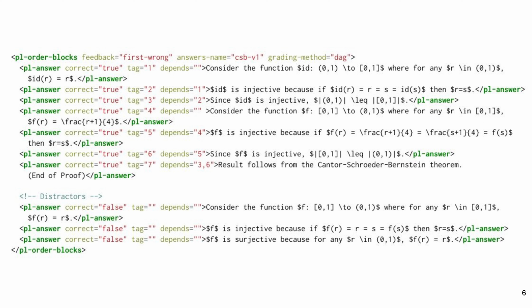However, there are a few drawbacks to this system. One of them is that the dependence graph between lines of the proof needs to be specified by hand by the instructor, and it's easy to make mistakes. Misspecifying the logical structure of the proof leads to students being frustrated that a correct proof that they input is not recognized as correct by the autograder.